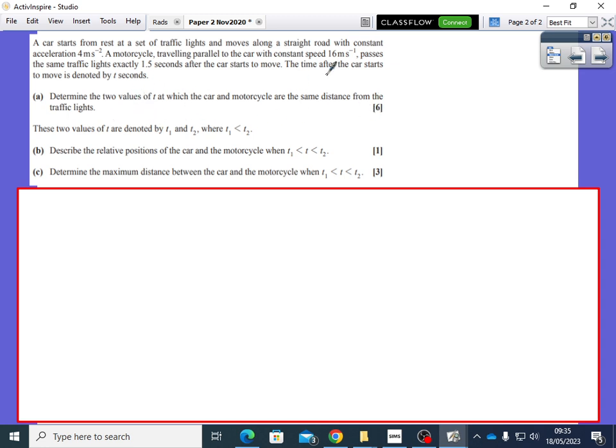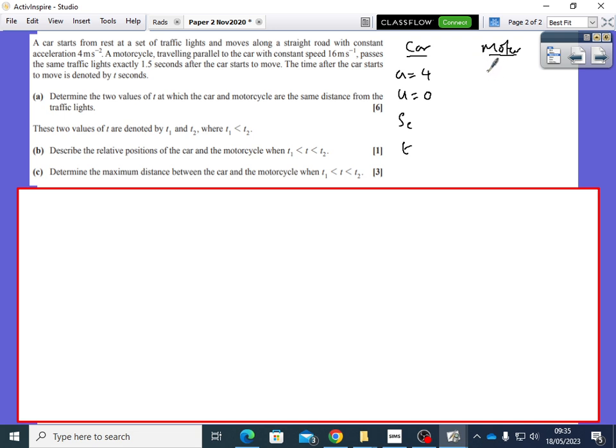Okay, so here's the car situation, and there's the motorcycle. So what we've got is the car is moving with constant acceleration of 4, and starts initially from rest, so u is 0. We're going to call the displacement SC, for displacement of the car, and the time we're going to call t.